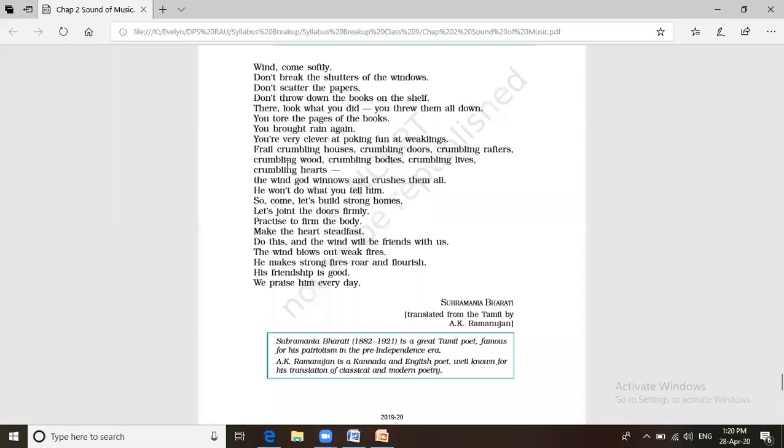Okay, now come to these lines, from "frail" to "hearts". Frail crumbling houses means the houses were crumbling and the doors were also weak. They were also crumbling. Rafters, wood, bodies, lives, all things were shaking, crumbling because of the fear of the wind. Okay. Yes, you can say the fear of the wind. Another very significant thing, and I had explained it. I am looking for someone to explain this.